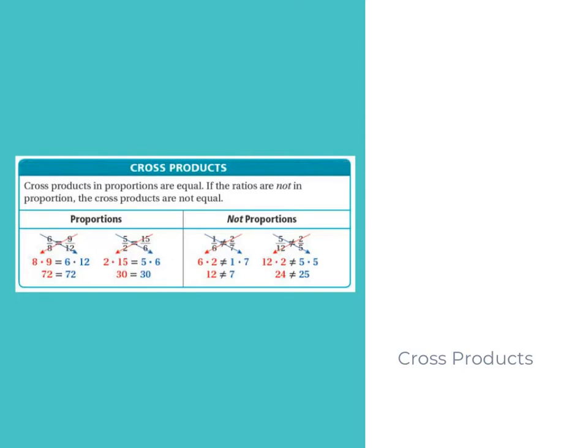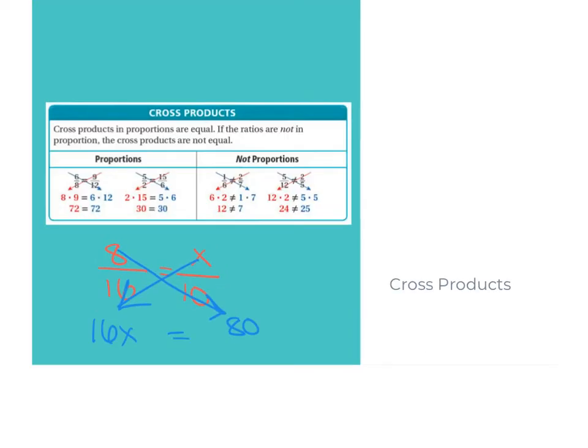You should have done this before, where you have something like this, where you have 8 over 16 equals x over 10. And you drew your little arrows and you said, gee, this side multiplies to be 80. This side is 16x. Those are equal. And then you got to divide by 16, all of that.